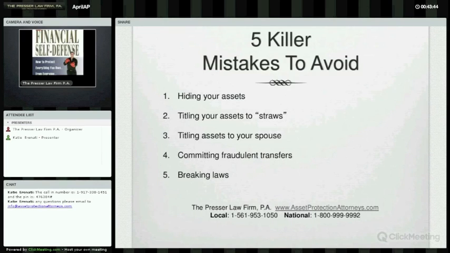You never want to commit fraudulent transfers, and that deals with trying to protect yourself after you've been sued or after you have a potential liability. And of course, you never want to break laws. Our law firm does both domestic and international asset protection planning. So we do planning both inside the United States and outside the United States. And there's nothing wrong with doing planning outside of the United States, but you have to make sure that you fill out all the proper reporting requirements with the IRS and the Treasury Department. So none of this is tax evasion. Everything we do is tax neutral. The point here is asset protection.